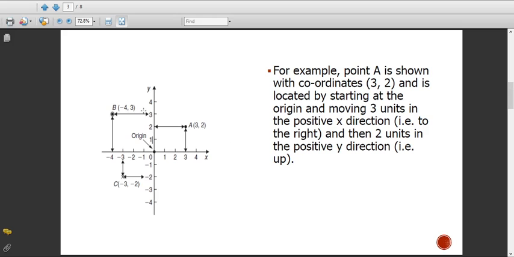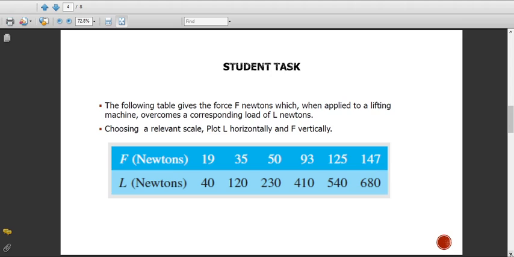So this is an example of a line graph or a Cartesian graph. Our vertical line is the y-axis, and the horizontal line is the x-axis. A point A is drawn where x is 3. That's why we have 3 as the first number here, and then the y value is 2. So this is how we mark off a point on our graph.